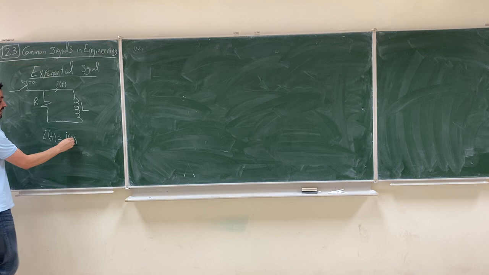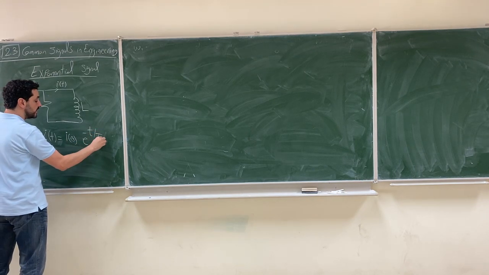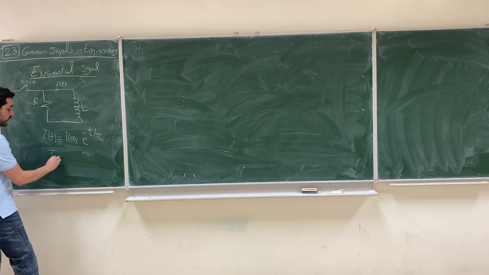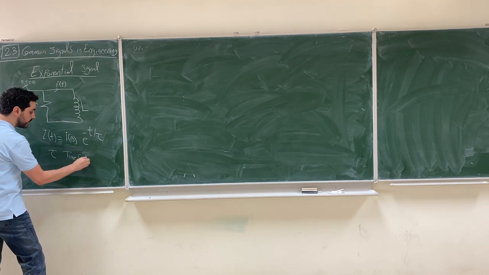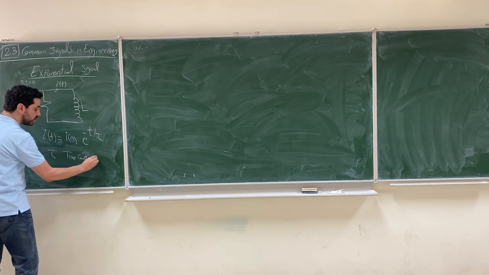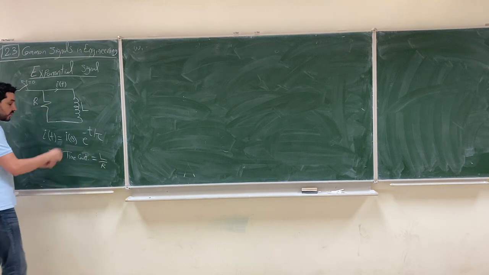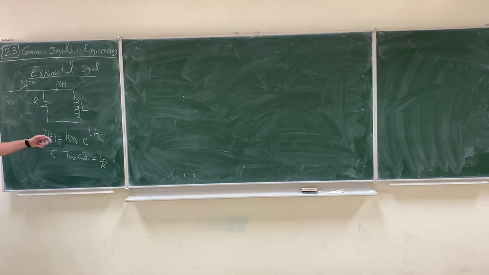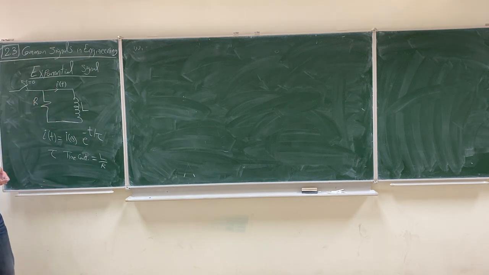I of t equals I of zero exponential minus t over tau, right? Where tau was called the time constant, and it was equal to L over R, right? So you used to get an equation of this form. Where did you get an equation like this? From solving the differential equation of this system.